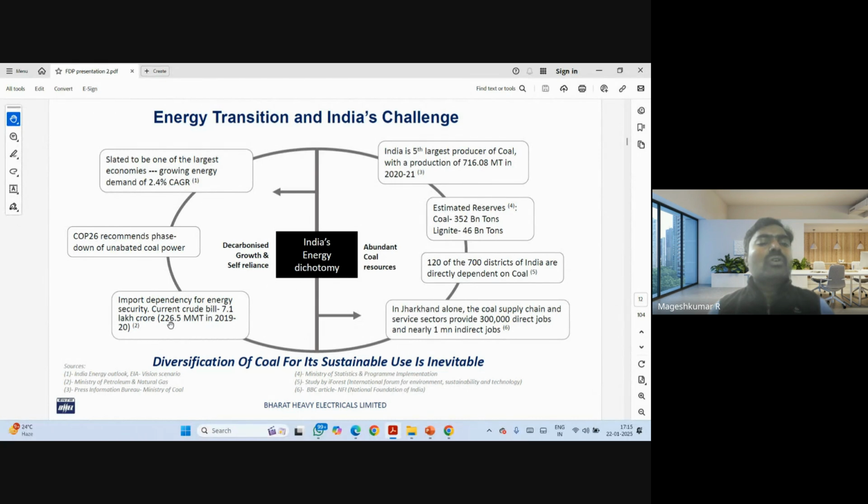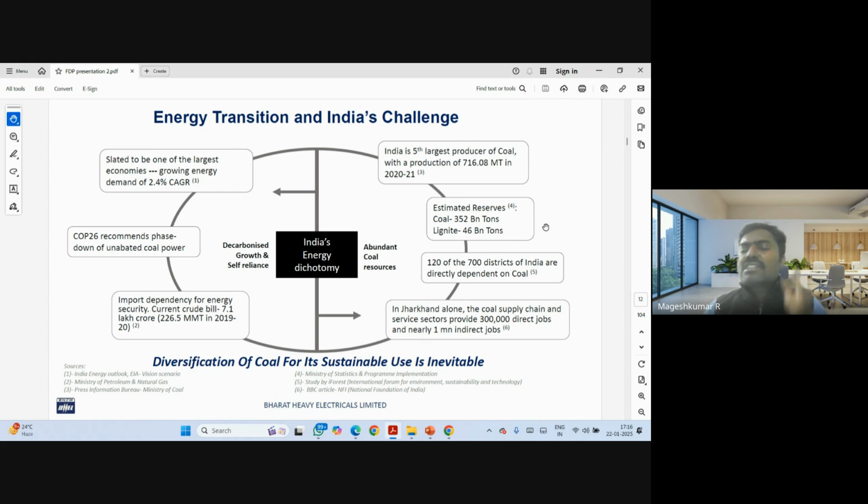Instead of importing 226 million metric tons of energy, we could gasify 100 metric tons, which is planned at commercial scale, such that we could reduce the import bill by half. If we could reduce the import bill by half, that money we could spend on development activities for our country.